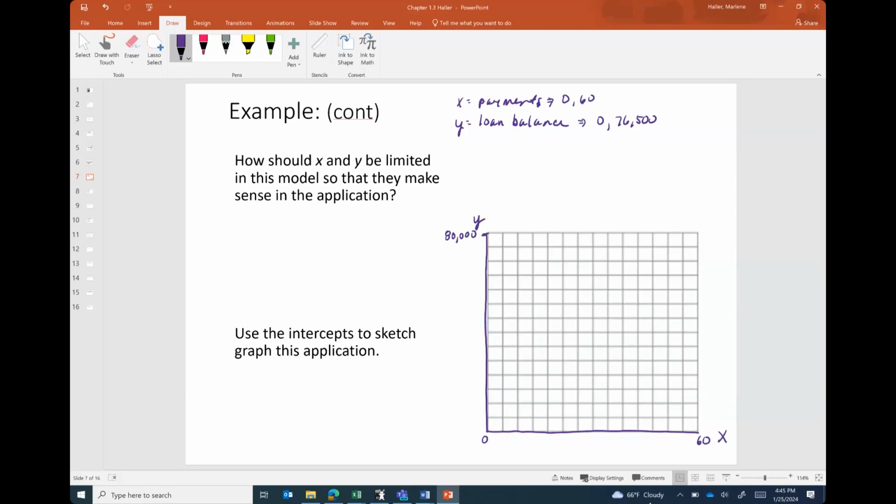Let's see, if 80,000 is the top, 40,000 is halfway. 76,500, let's see, that'd be 60, 70. It's about right there. That's about where we need to be. All right, and then of course, x is 60, y is 0. And there's a rough sketch of our function.